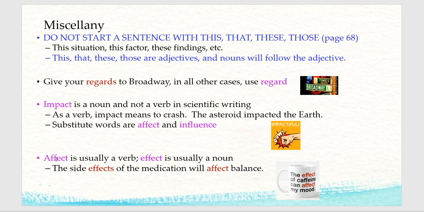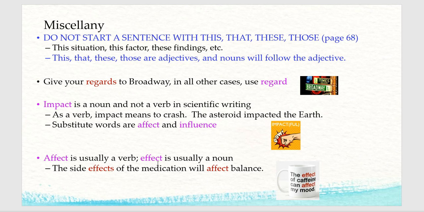Impact is a noun and not a verb in scientific writing. It is used in other contexts as a verb, but not in scientific writing. As a verb, it means to crash, and that's not what we mean in scientific writing. So the substitute words are affect and influence.